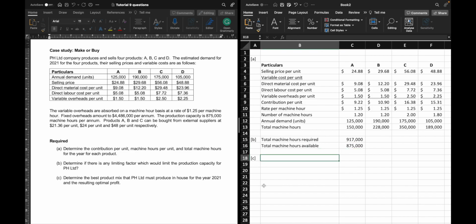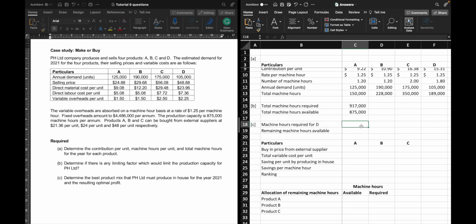Requirement C. Determine the best product mix that PH Limited must produce in-house for the year 2021 and the resulting optimal profit. Let's take a look at this. So now that we've determined that machine hours is a limiting factor, we can now move on to determining the best product mix for PH Limited that must be produced in-house. Now to start with, we know that products A, B and C can be bought from external suppliers. However, product D cannot be sourced from external suppliers. Hence, product D must be produced in-house.